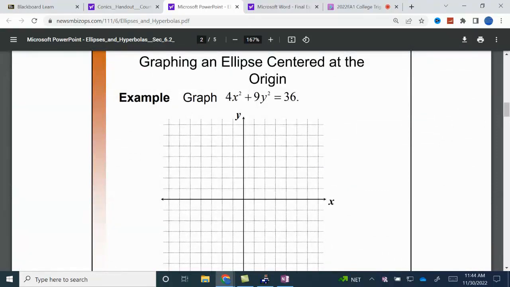So here we're asked to graph this ellipse which is centered at the origin. So we have 4x squared plus 9y squared is equal to 1.